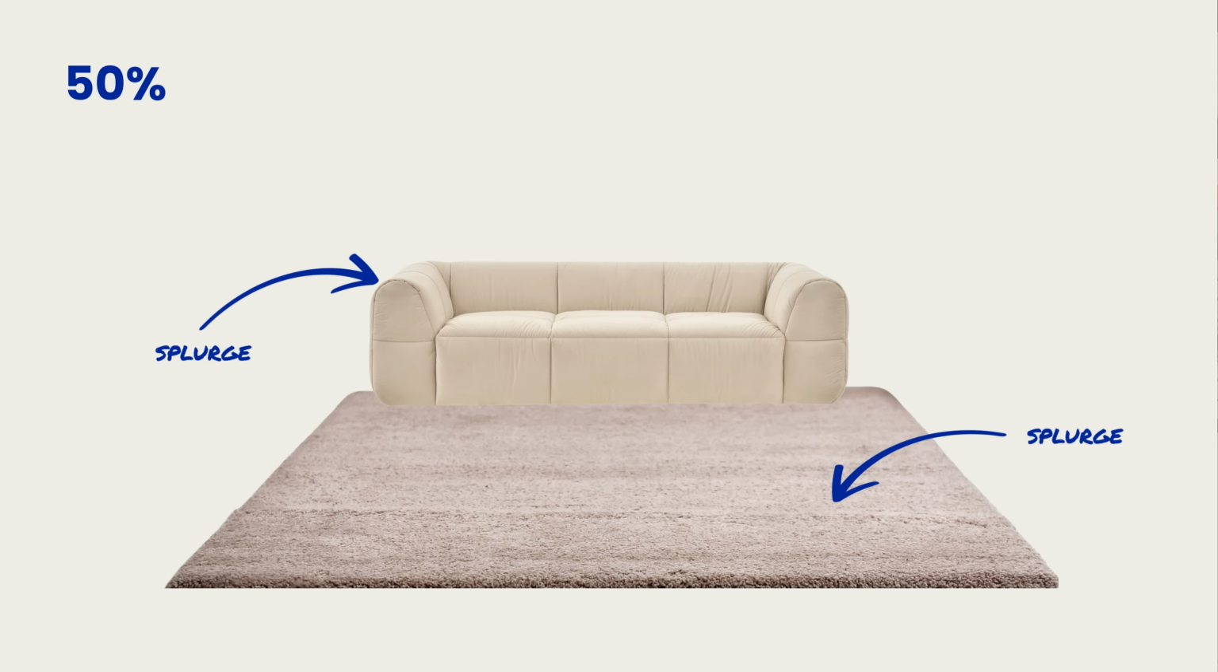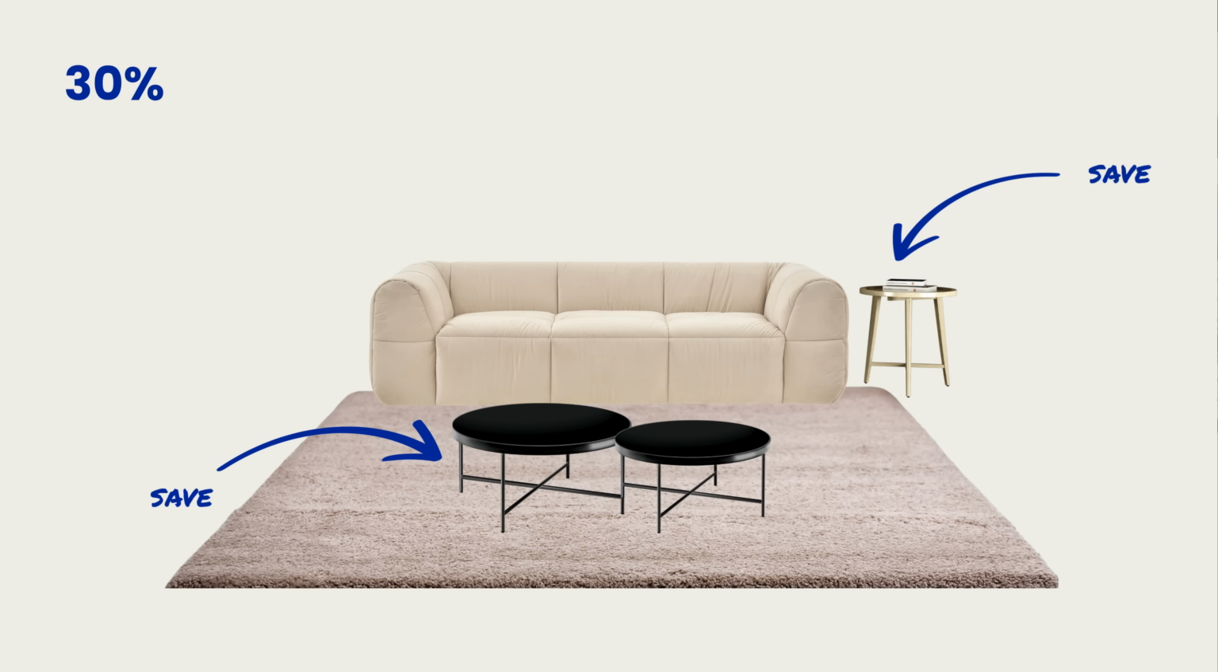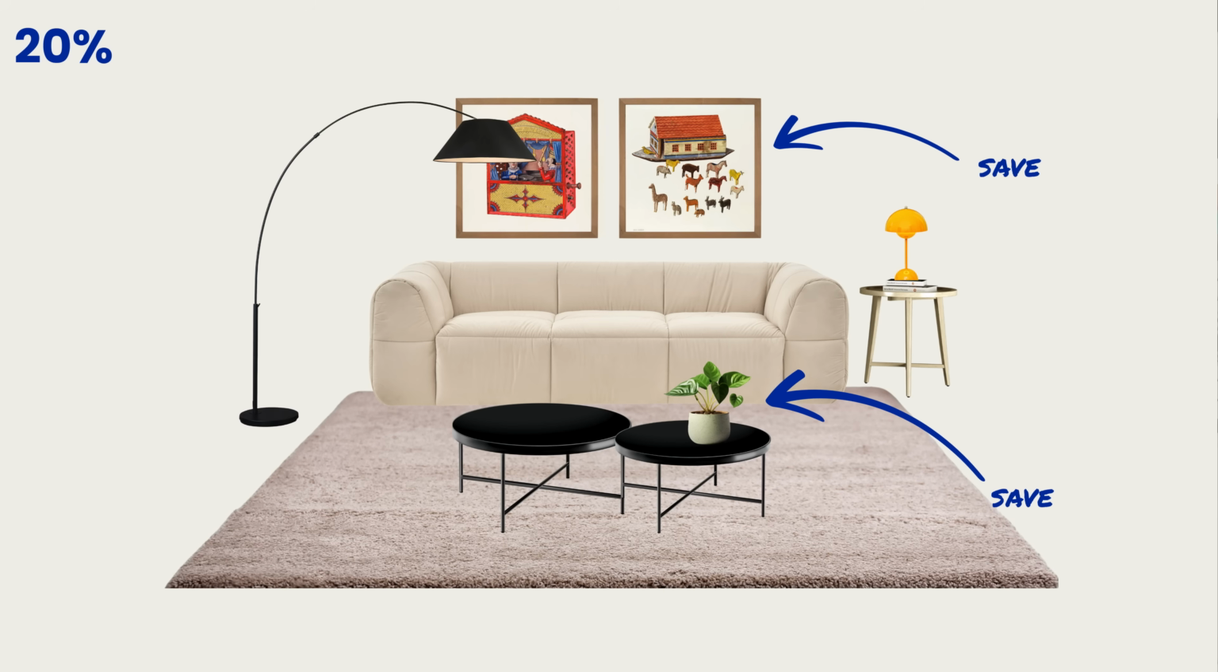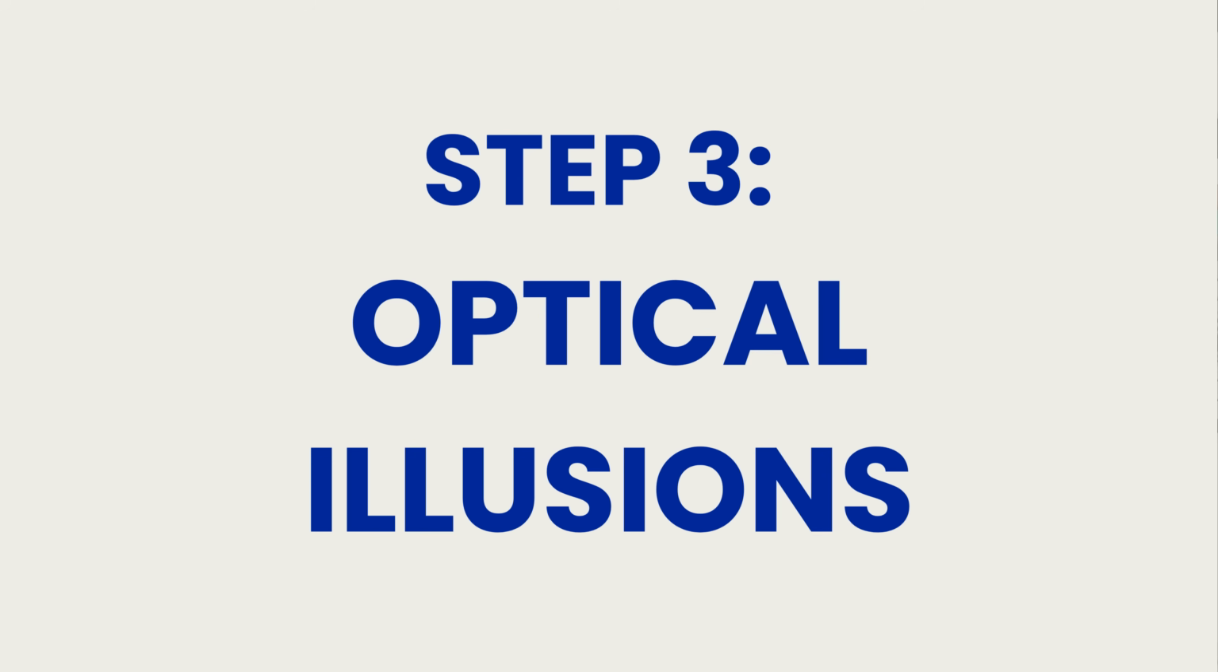50% of your budget is going to go towards your main pieces, those statement pieces that you need to pull everything together. 30% is going to go for supporting furniture. So if your main piece is a sofa, then you're going to go with a side table or a coffee table, and that will be your supporting furniture. And 20% will go towards decor and textiles. So all of the little finishing touches that you need to make it the way you want it to be, but you don't actually need to spend a lot on. So 50-30-20.